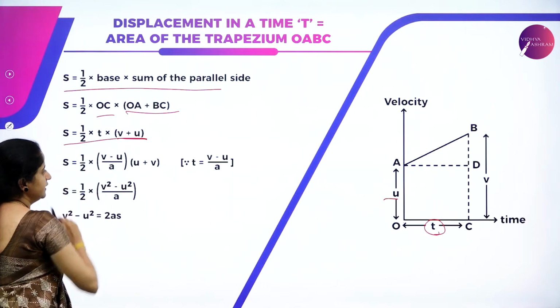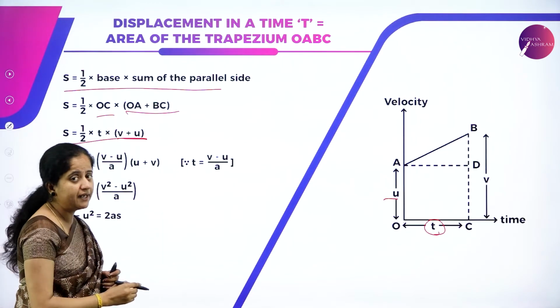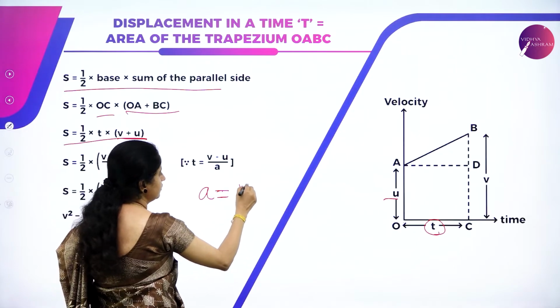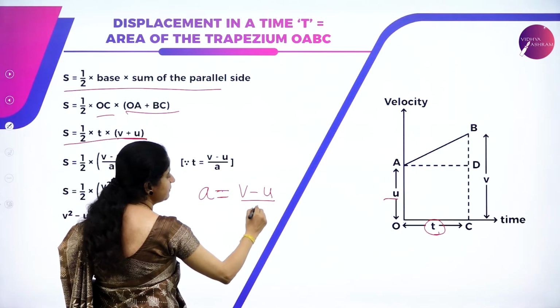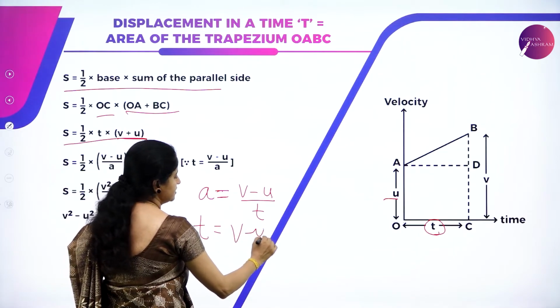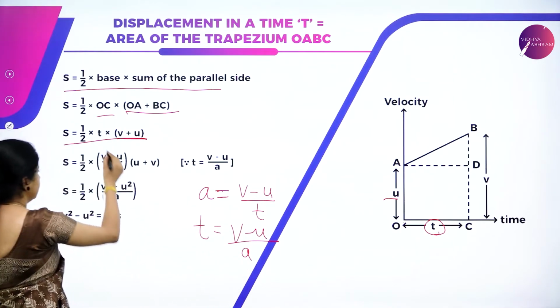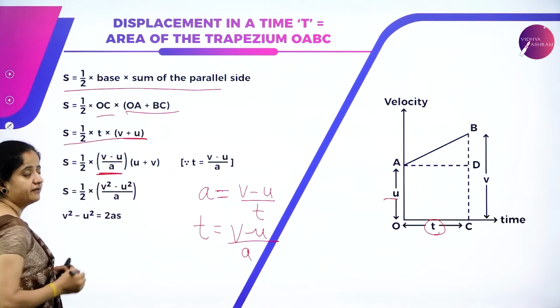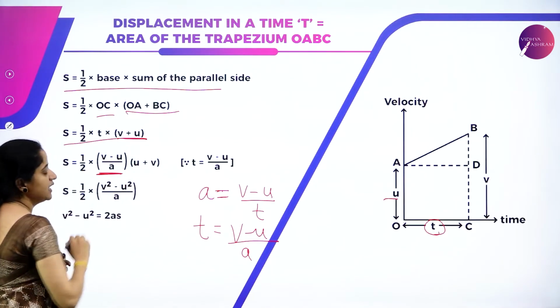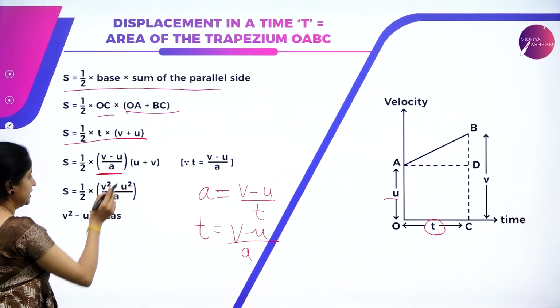Now we know that T is equal to V minus U by A. From the acceleration expression, we have A is equal to V minus U divided by T. So we can write T is equal to V minus U divided by A. So in the place of T, we are substituting V minus U divided by A, into U plus V as it is. So now let us multiply everything.